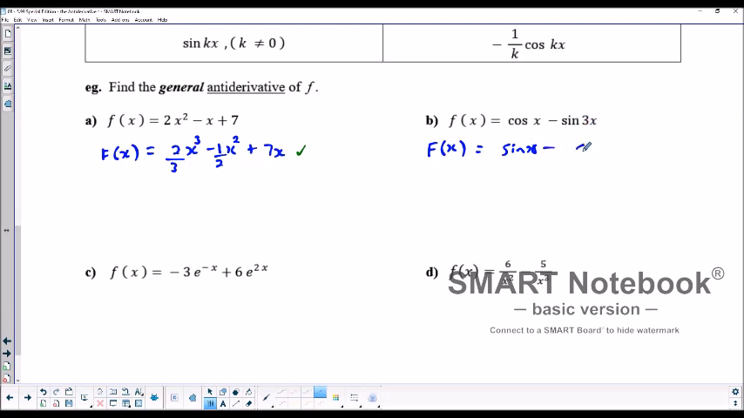Then the derivative of cosine 3x, well, that's going to be negative sine 3x. So we can leave this as positive because the negative comes out when you differentiate cosine. And because the coefficient of sine there is 1, that means we have to multiply by 1 over 3. So when we take the derivative of this, the angle, that 3 comes out and multiplies by the 1/3 to give that 1 as the coefficient for sine 3x there. Okay, so that one checks out nicely.